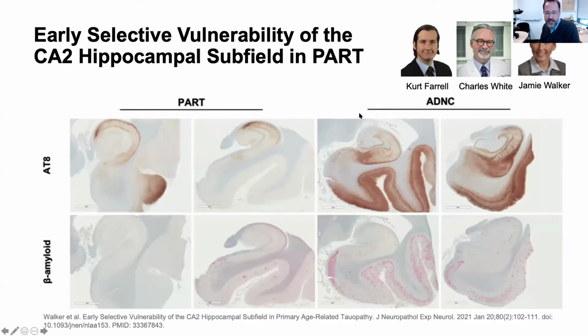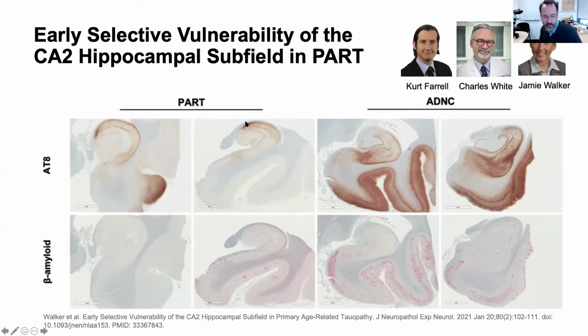One of the first things that we noticed, we collected close to 914 hippocampi from ADRC brain banks across the nation, and started to compare their tau distribution. One of the things that came out first, and Jamie published this just this year in JNEN, is that PART cases have a severe and early vulnerability of the cornu ammonis 2 region of the hippocampus.